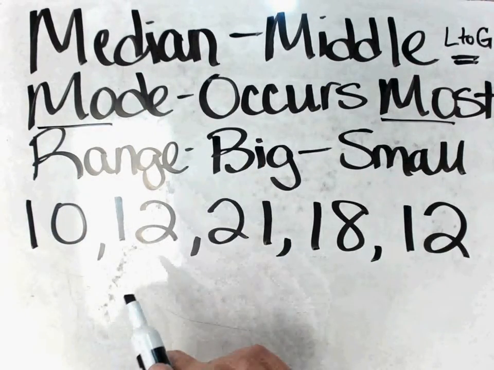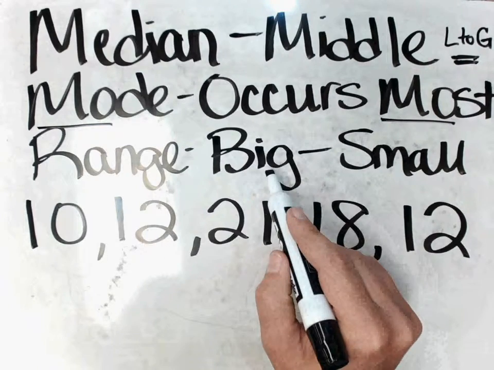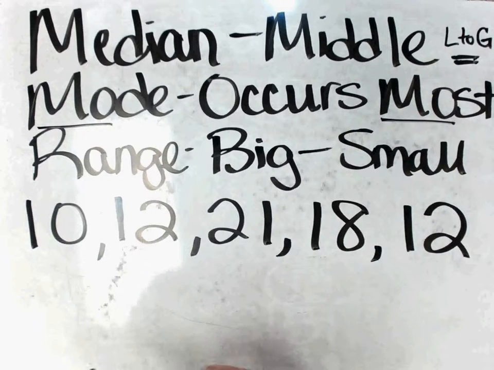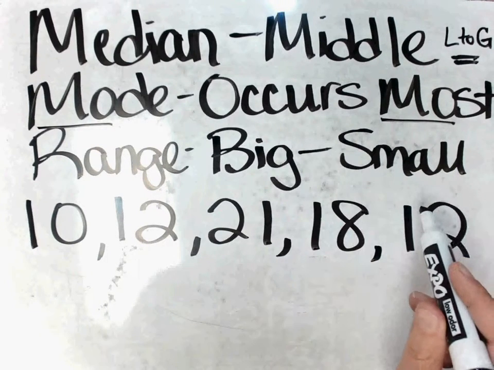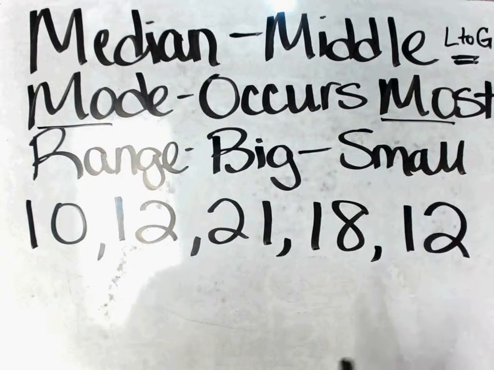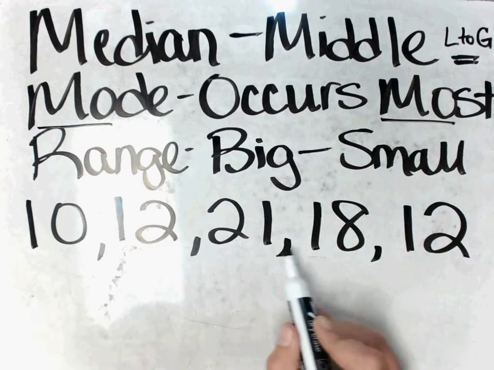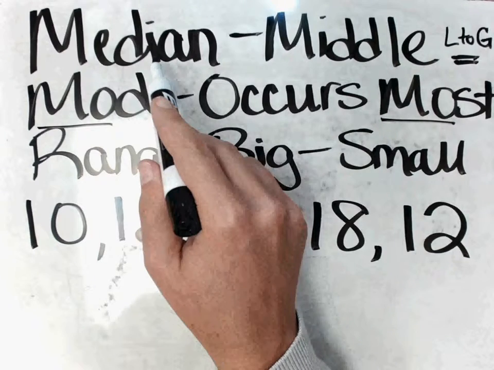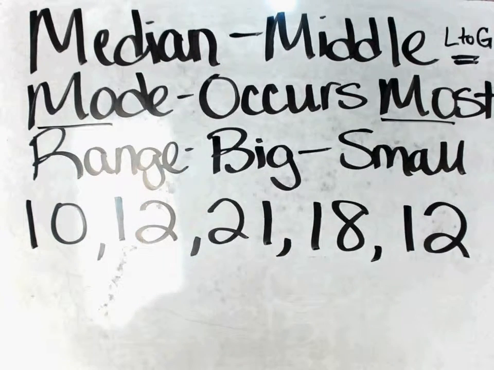And then the range, you find range by taking the biggest number in your set of data and subtracting the smallest number in your set of data. That's all you have to do. Range is the biggest minus the smallest. Okay, so now we're going to look at this set of data that we have here, and we're going to find each of these three things: the median, the mode, and the range.